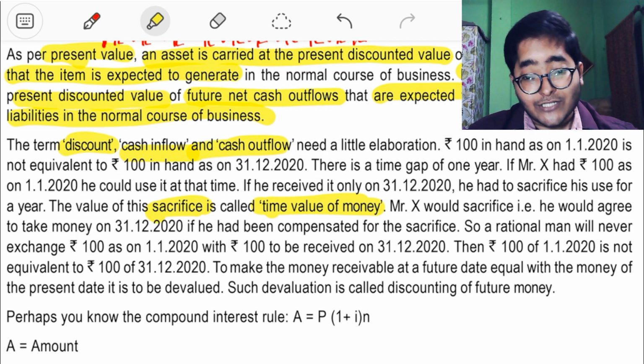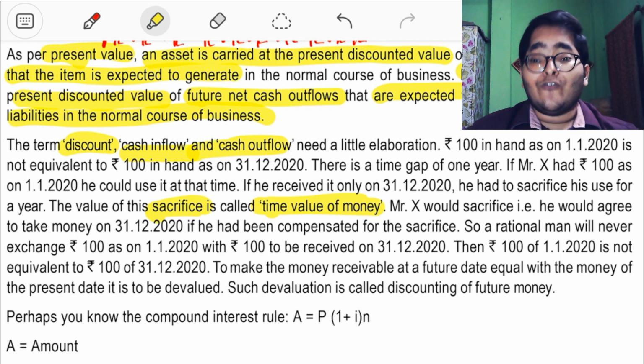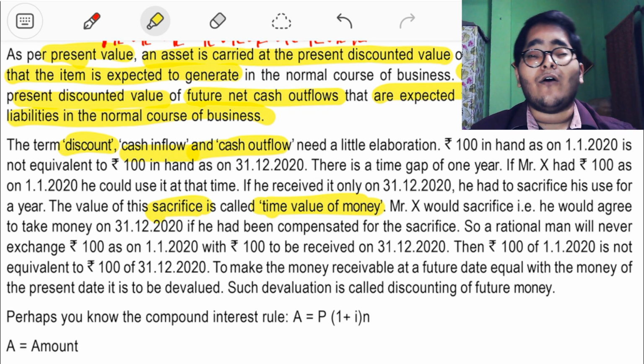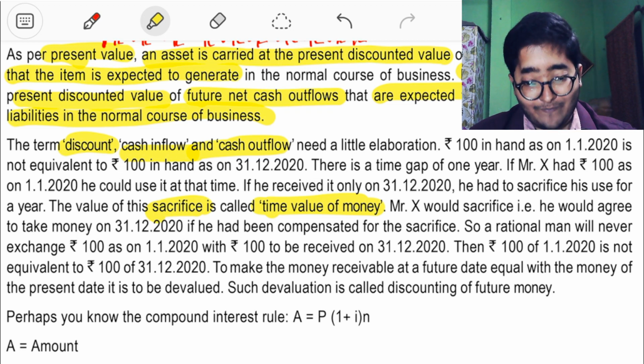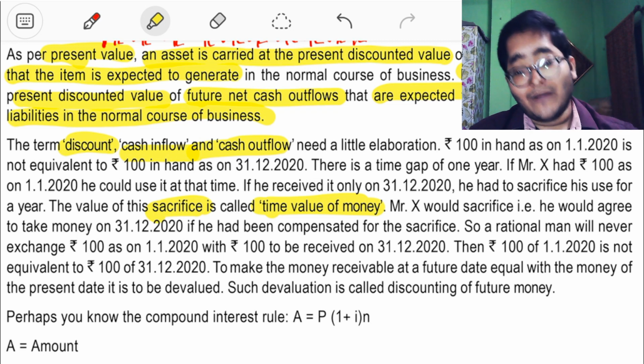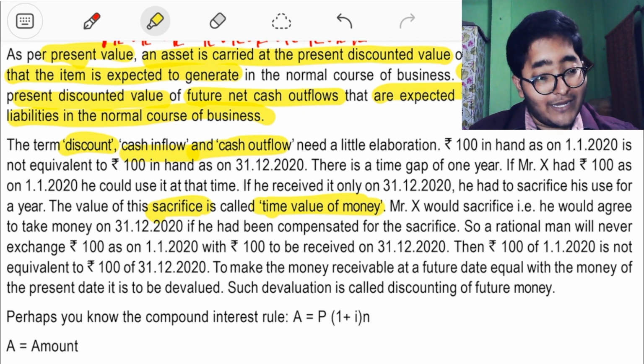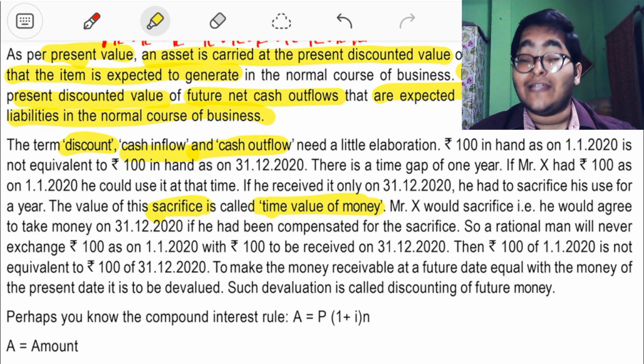So, a rational man, it is over. Then rupees 100 on 1st January 2020 is not equivalent to rupees 100 on 31st December 2020. To make the money receivable at a future date equal with the money of the present value, it is to be devalued.